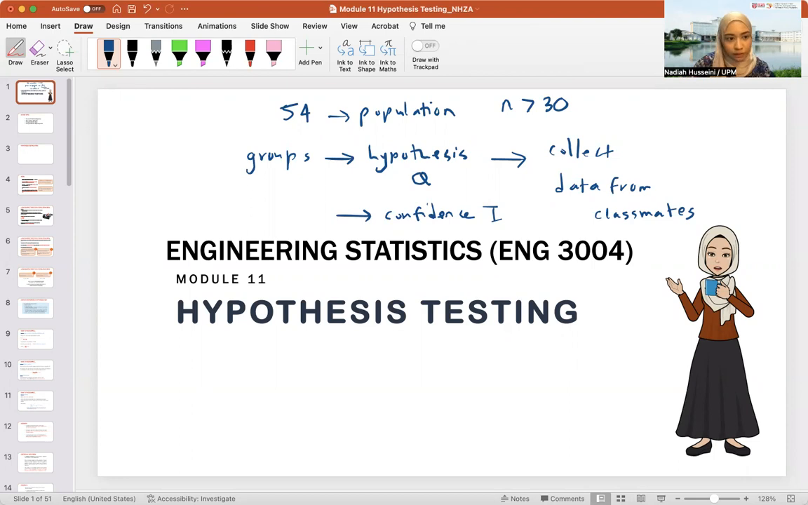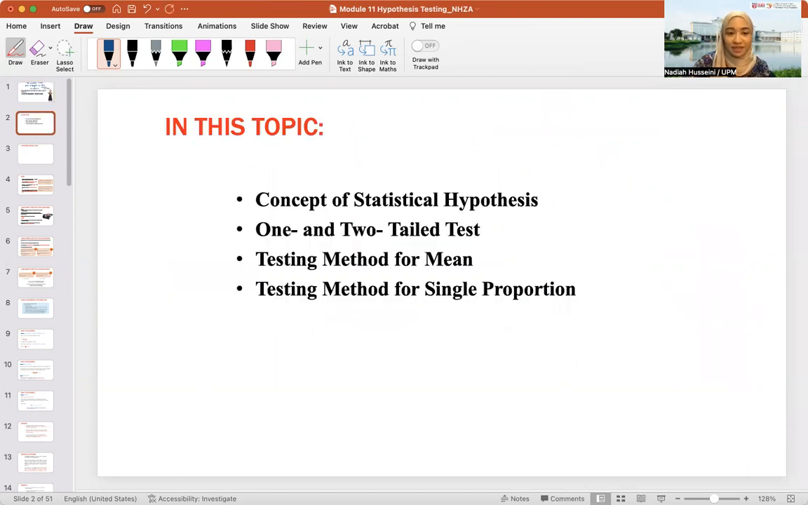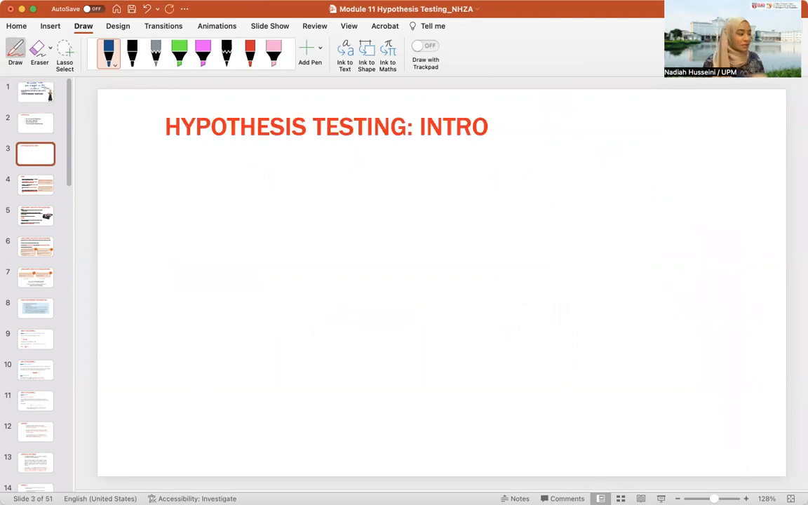Okay, so hopefully everyone is excited for maths. Okay, so let's go with hypothesis testing. So let me introduce you guys to what it is in general.